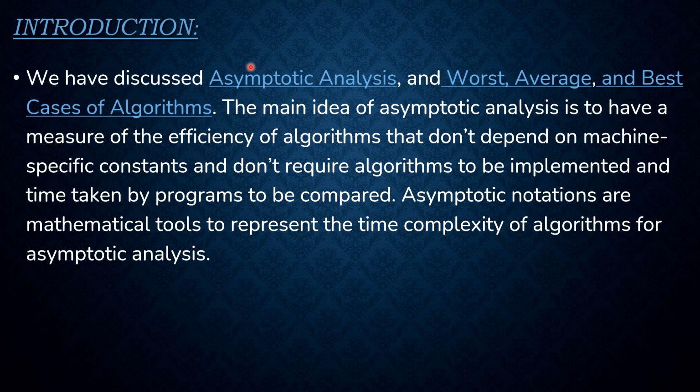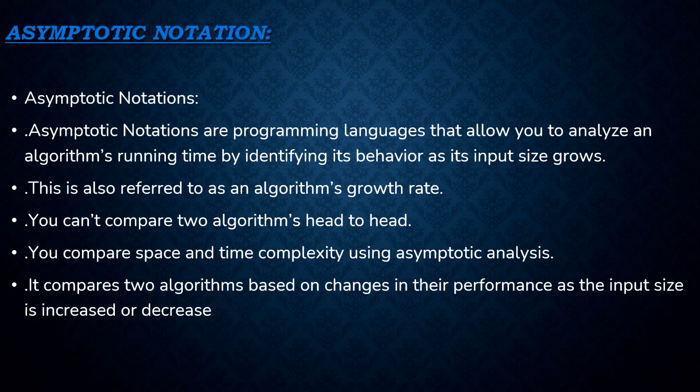We have discussed asymptotic notation. The main idea of asymptotic notation analysis is to analyze the worst, average, and best case of an algorithm. It measures the efficiency of an algorithm without depending on machine-specific constants, and doesn't require two algorithms to be implemented and the time taken by the programs to be compared. We know that asymptotic notation is a mathematical tool used to represent and analyze complexity, space or time. Our next slide shows asymptotic notation.